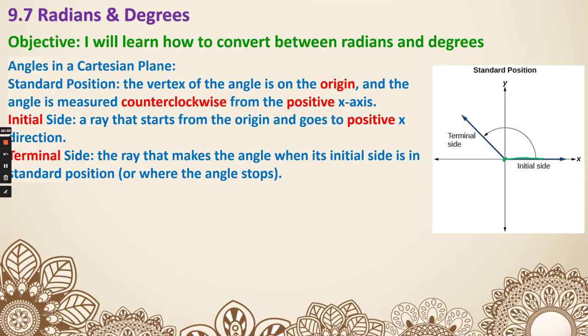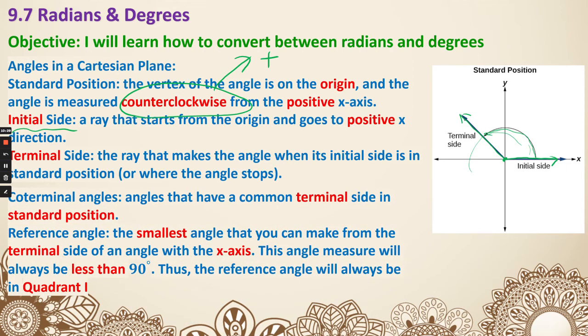So the positive x-axis is actually the initial side, and then we start turning counterclockwise. Wherever the angle stops, that is called the terminal side. And that is how we represent an angle. And of course, counterclockwise is the positive direction, which means if it's clockwise, then we get negative angles. So the angle can turn that way and can turn more.